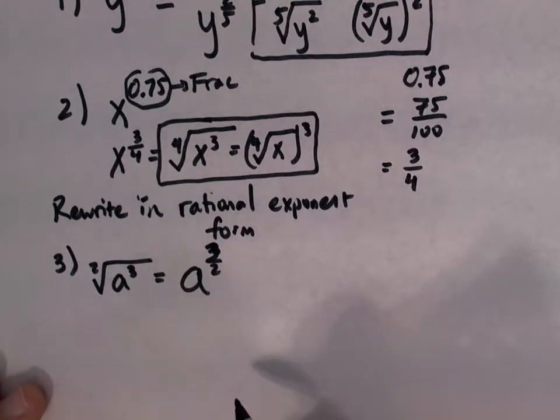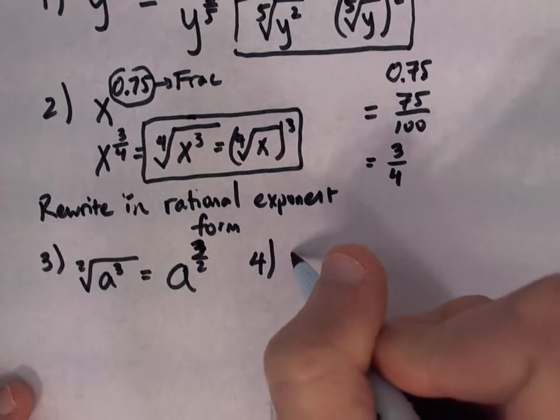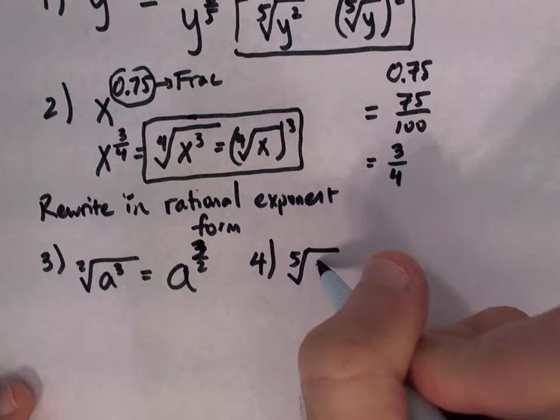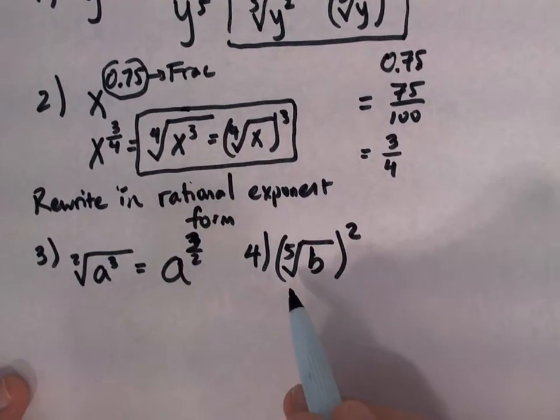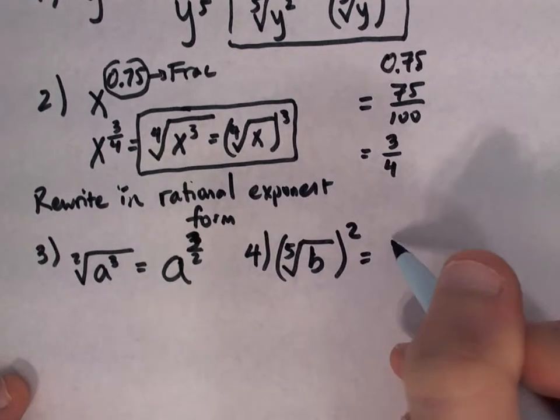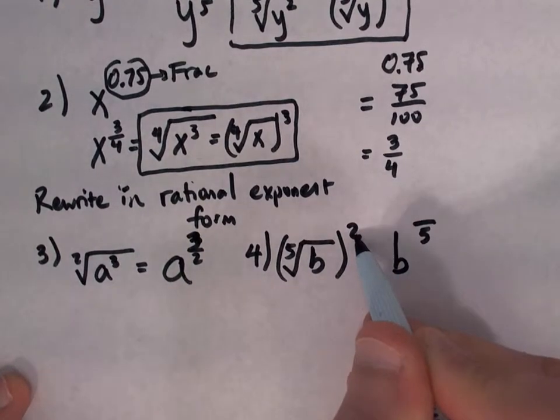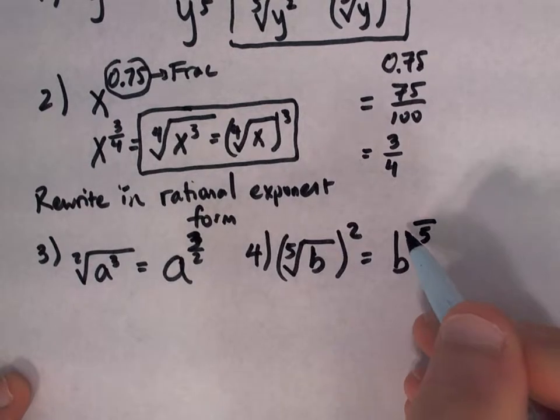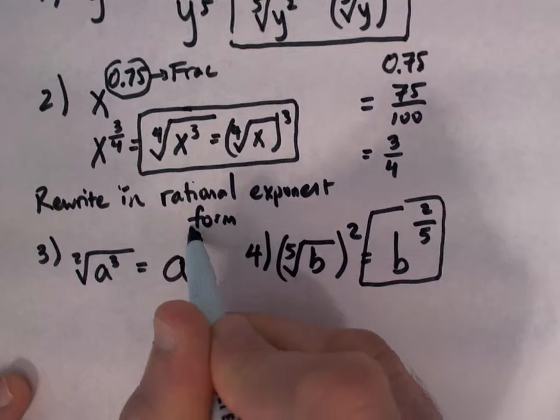3/2. Okay, what if I have something like the 5th root of b squared? All right, so I know it's a 5th root, so the 5 goes underneath here. And don't be fooled. Remember, the 2 can be on the outside or in here. Doesn't matter. It's going to be b to the 2/5. So either case, that's how we rewrite.